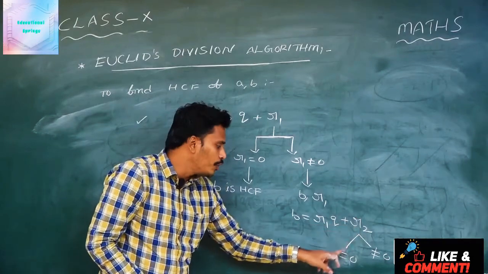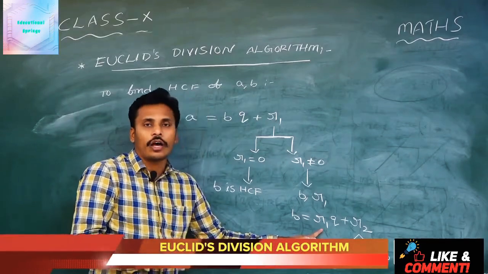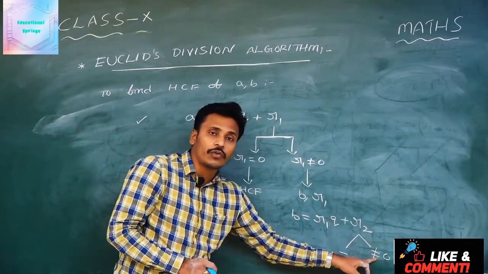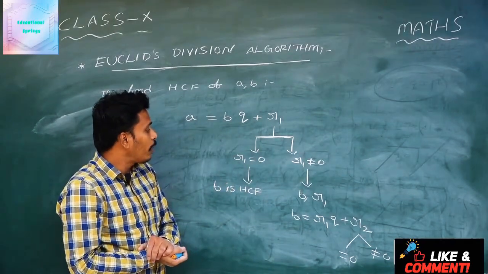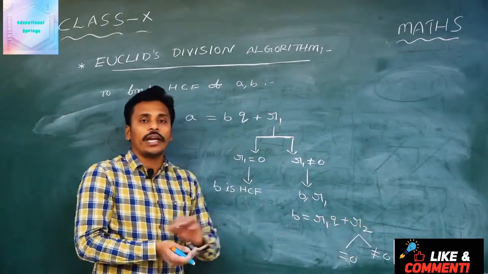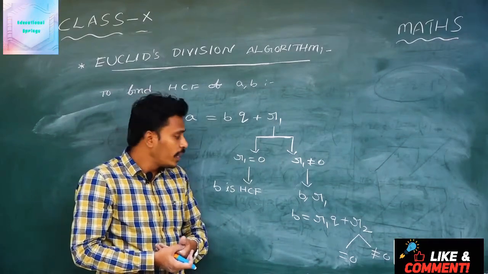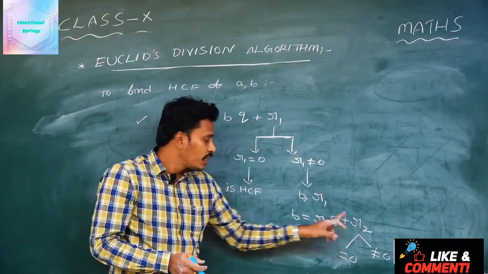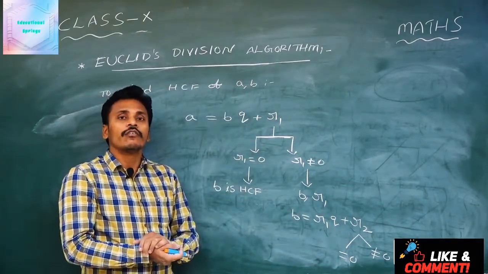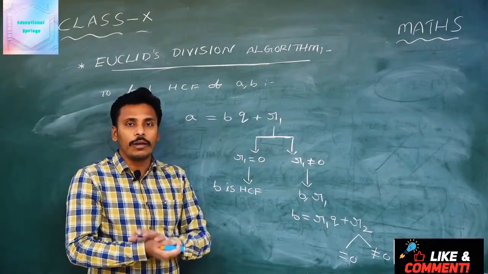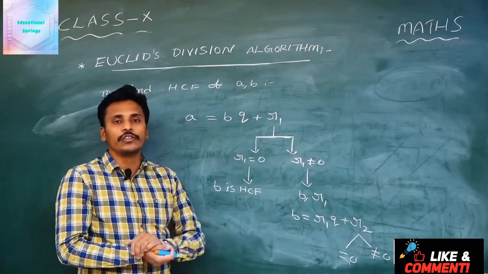If this r2 value is 0, then you can announce the HCF as this divisor value r1. And if that remainder value is not equal to 0, you need to apply the procedure again. For that, you need to apply the division lemma for r1 and r2. Like that you need to proceed, and at the end, after a certain stage, you will get the remainder as 0. Then this divisor number is the HCF. This step-by-step procedure is useful to compute the HCF of two numbers using Euclid's division lemma. We call this procedure Euclid's division algorithm.